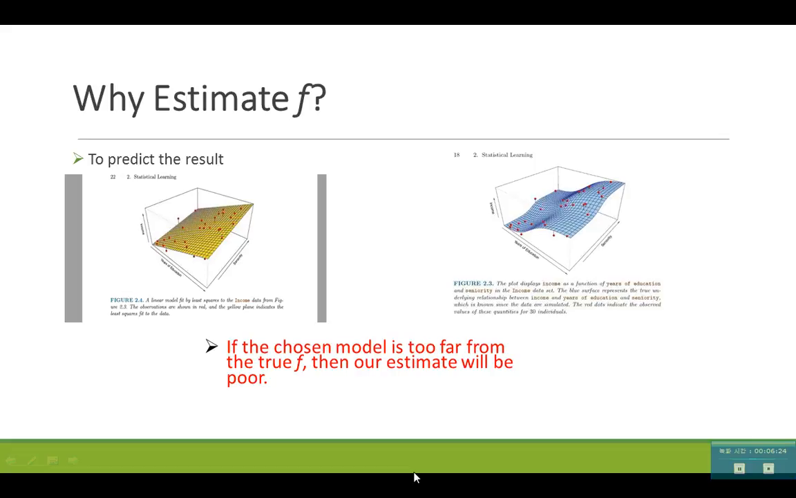And this is the relation between income, seniority and education. So how does income increase, and what is the relationship between these three? In the 3D figure we can see this.